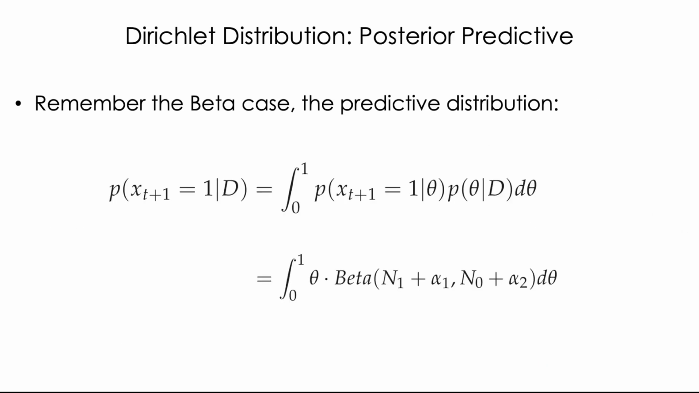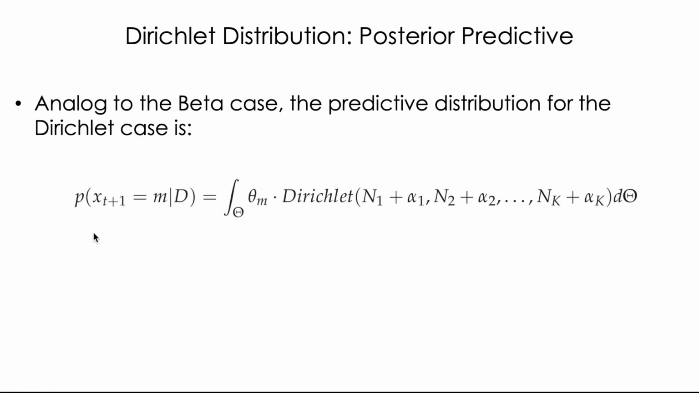Now we need the posterior predictive. And remember, in the beta case, we obtained our posterior predictive by calculating this integral, the probability of our next flip given the parameters times the posterior. And this was this integral of the probability of heads times the beta distribution with these parameters, the ones that include the data and the prior parameters. So now we can just extend this to the Dirichlet case.